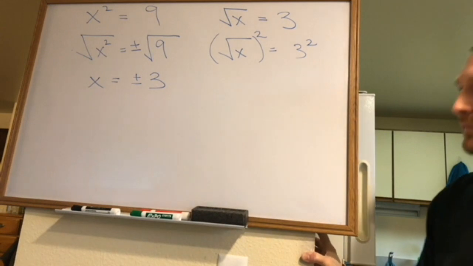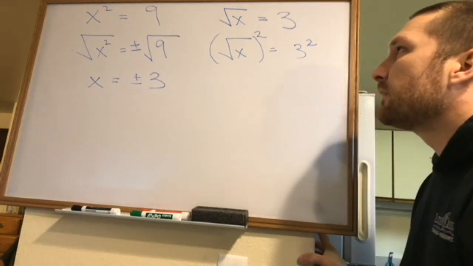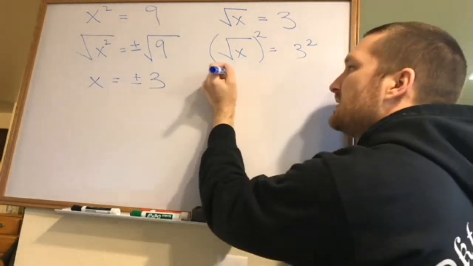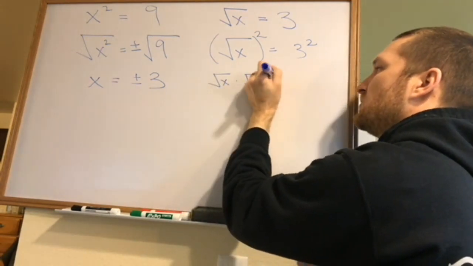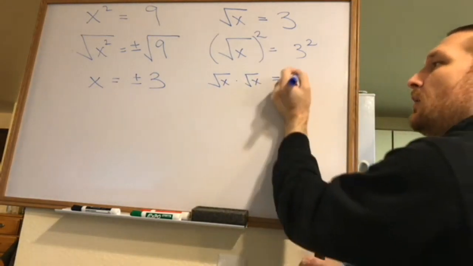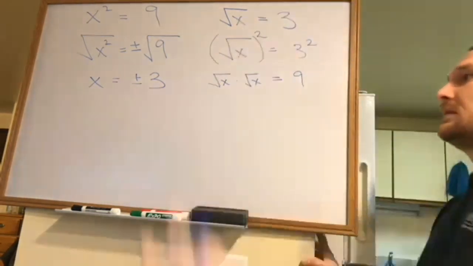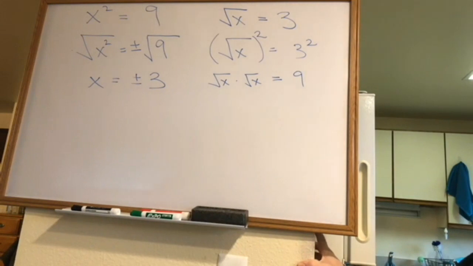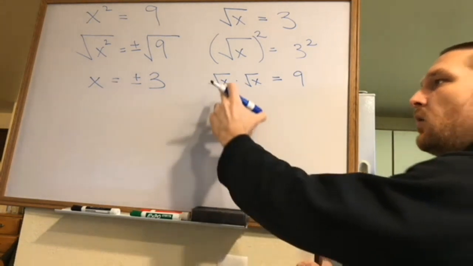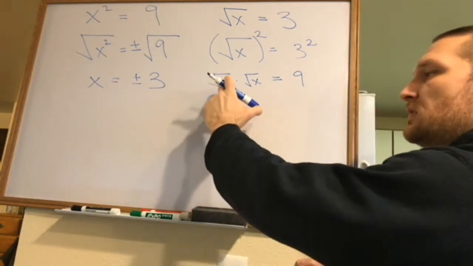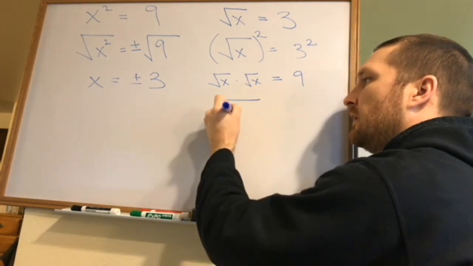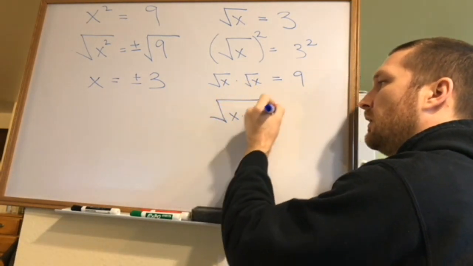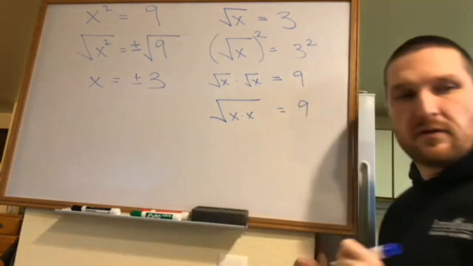Now this is where it gets a little tricky. What this means is you've taken the square root of x multiplied by itself, so that's the square root of x times the square root of x. And I'm going to write 9 over here because 3 squared is 9. Going along with the way the book has been doing things, a square root of something times a square root of something is the same as the square root of the things multiplied by each other.